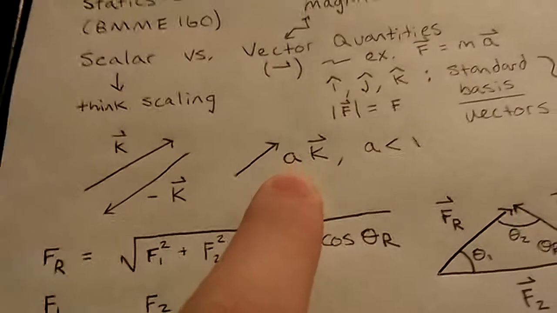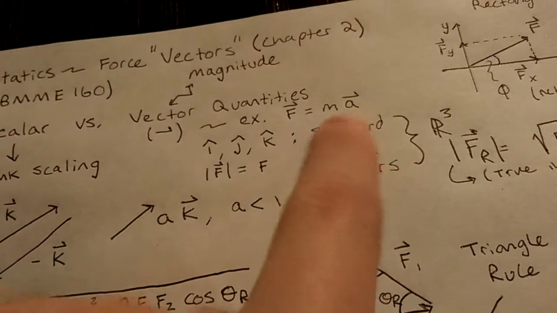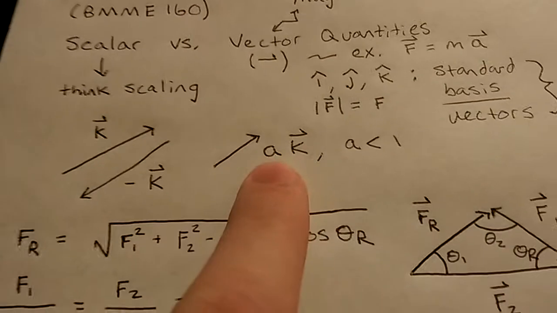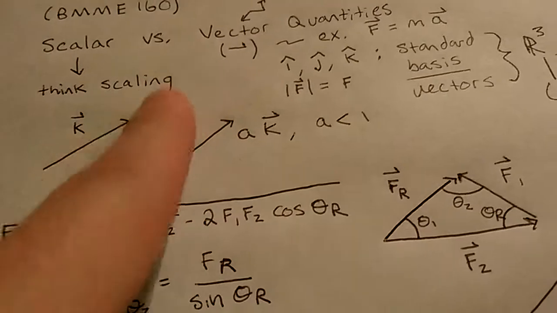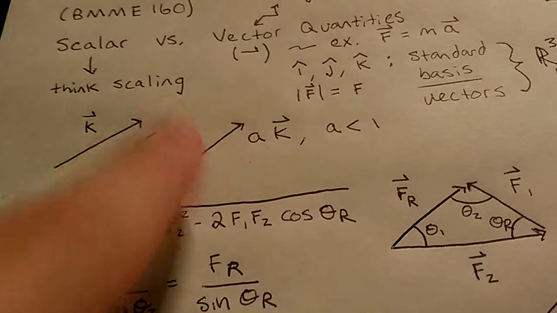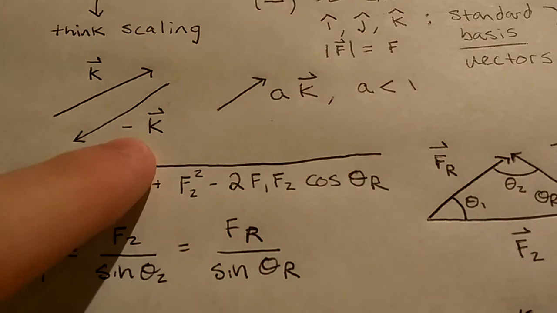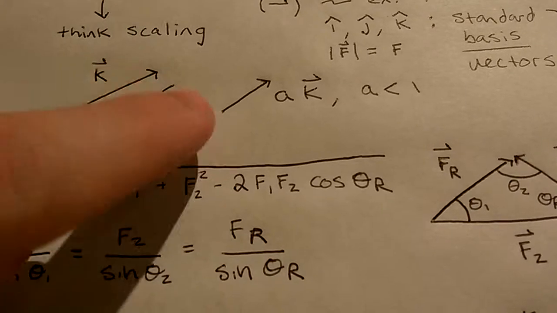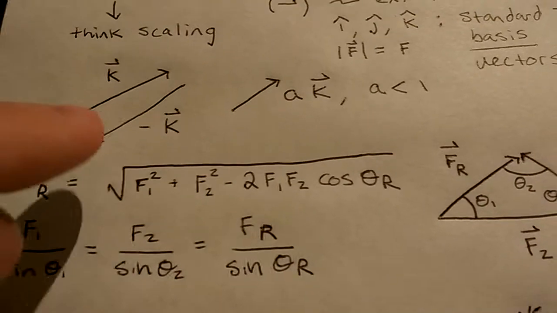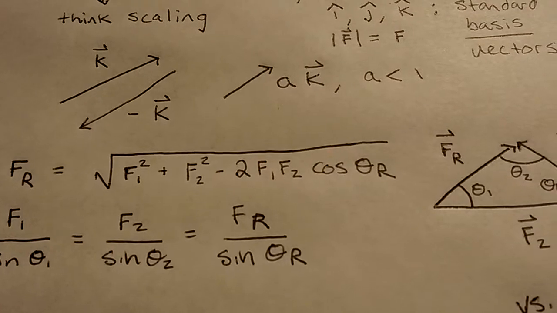Either with something out front, much like acceleration has been scaled by mass. You can scale it with something, a number, a scalar quantity. So think scaling again. Here we've scaled it with -1, which flips the vector.